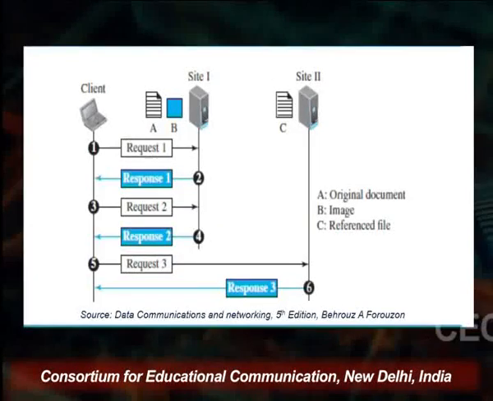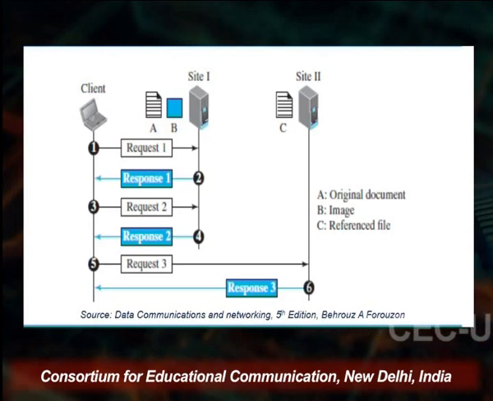Okay, so if you look at this diagram, it clearly shows how client server architecture works on the World Wide Web. So the client will send a request for a particular file or a document, and if that file is available on the same site, it is fetched. If there is a link which is referencing a file on another site, then the request from the client will go to the other site and the response will come from that.